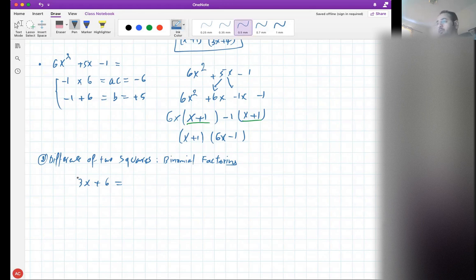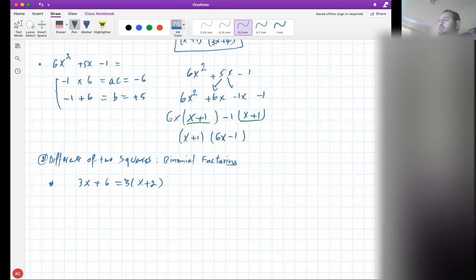I'll always look for the GCF first. What is the GCF or the common factor here? 3. That's right, 3. We open the parentheses, and what do we have inside? If we divide by 3, x plus 2. So this is a binomial. We factored it, no problem. It was easy because we had a common factor.